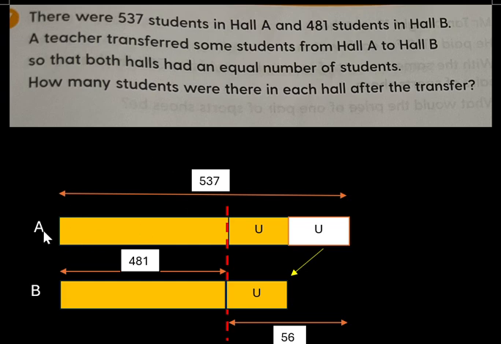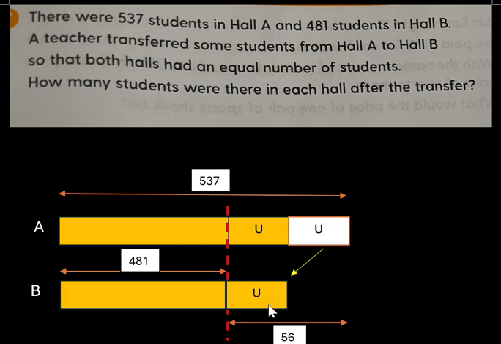So there were 537 students in Hall A, so I draw 537 as a longer rectangle bar. For Hall B, I draw 481 as a shorter rectangle bar. Since I move some students from Hall A to Hall B and they will be equal after that, I draw a unit U here, and I assume that this part is going to move into here.